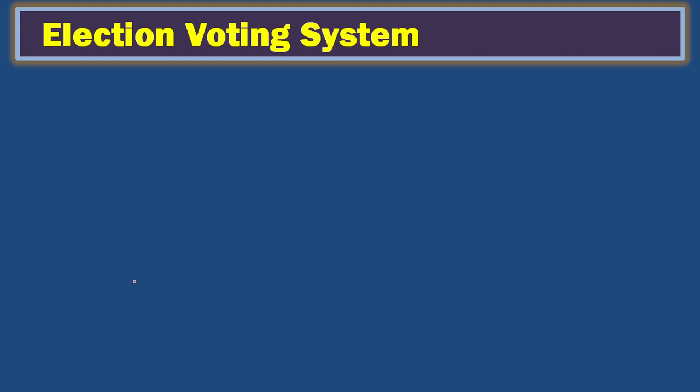So here the project is designed to make a computer based voting system. So here is a computer based voting system. So here is a voter, okay. Who wants to vote? So he is the voter. You'll go to this system. You need to vote, okay.